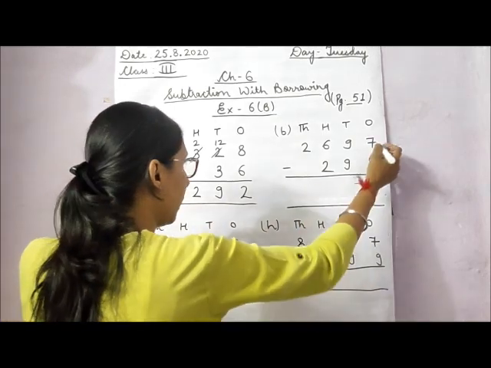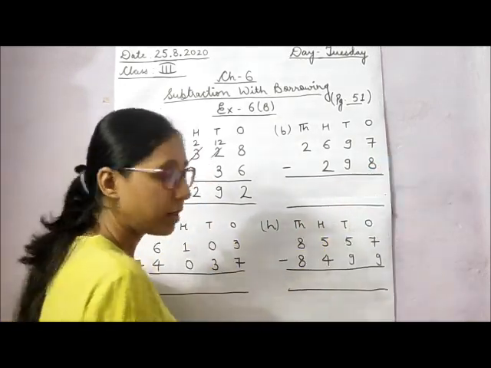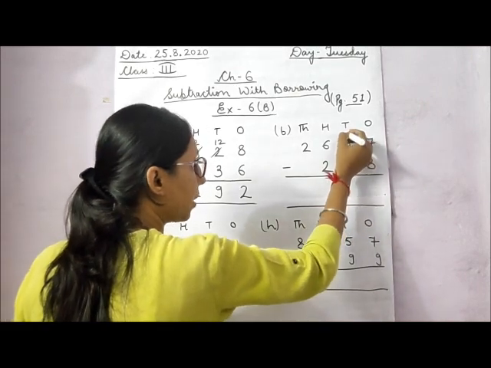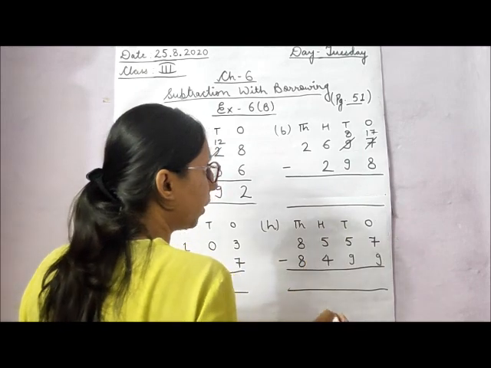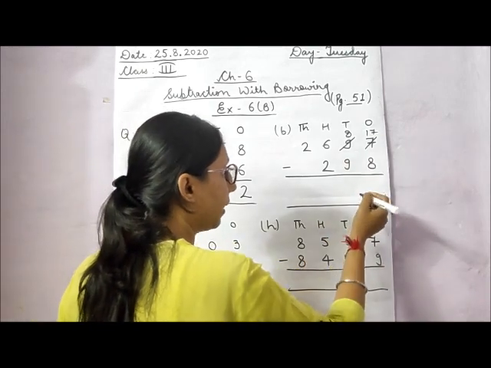In this one, 7 minus 8 is not possible. Take borrow from this 9. This will be 8 and this will be 17. So 17 minus 8 is 9.